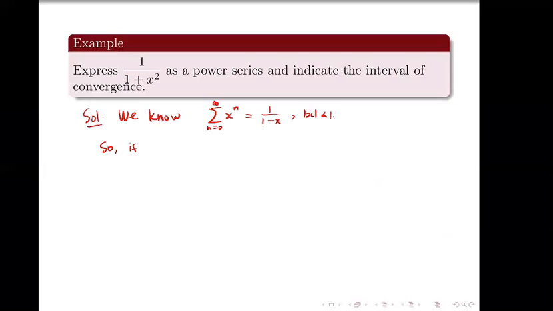If the absolute value of x squared is less than 1, this means that the absolute value of x is less than 1. Okay? If this is the case, we have 1 over 1 plus x squared. You can write this as 1 over 1 minus negative x squared. Correct?